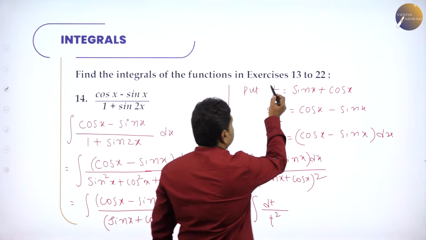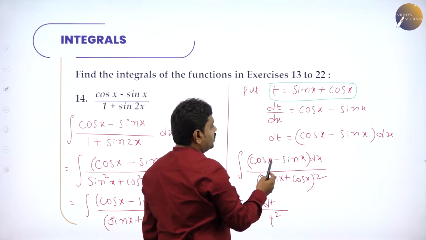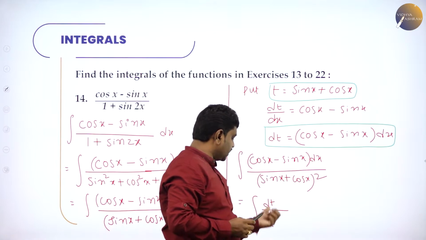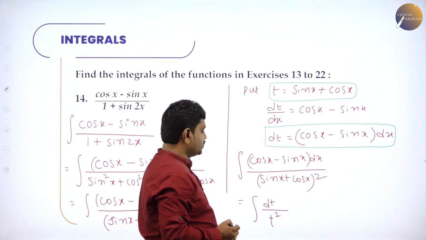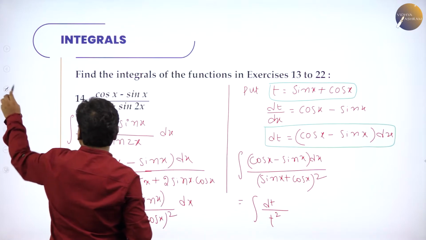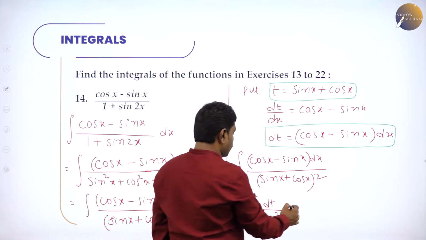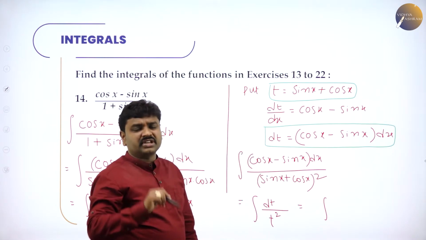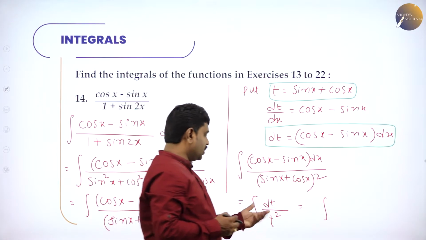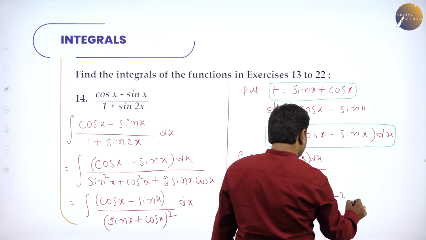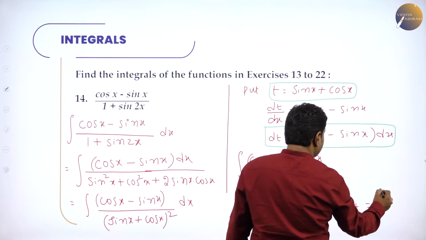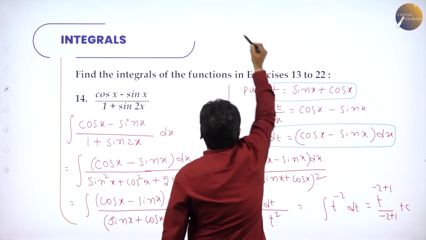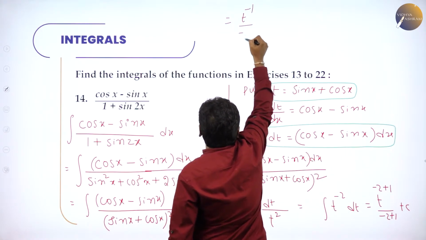So you can observe the substitution: sin x plus cos x I took as t, and dt is this. So in the denominator, sin x plus cos x is t with power 2. Now to integrate further, rearrange in exponent format. So I can write this problem as integration of 1 by t square, or t power minus 2 dt. What is the integration of t power minus 2? t power minus 2 plus 1 divided by minus 2 plus 1, plus c. Finally the answer is t power minus 1 by minus 1 plus c.